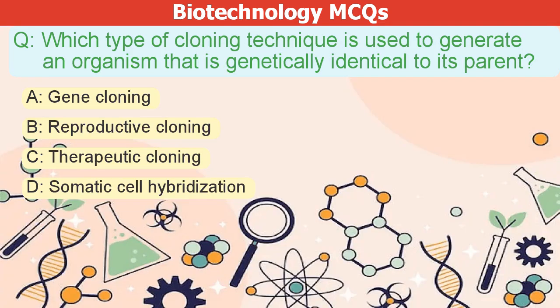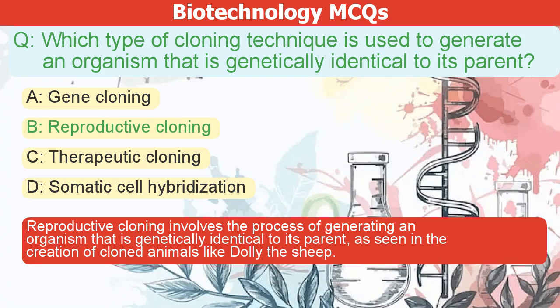Which type of cloning technique is used to generate an organism that is genetically identical to its parent? A. Gene cloning. B. Reproductive cloning. C. Therapeutic cloning. D. Somatic cell hybridization. The correct answer is B.